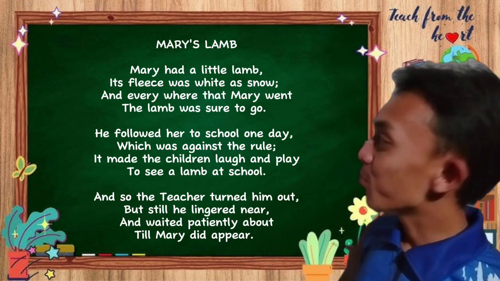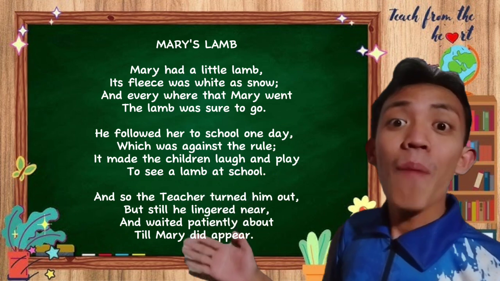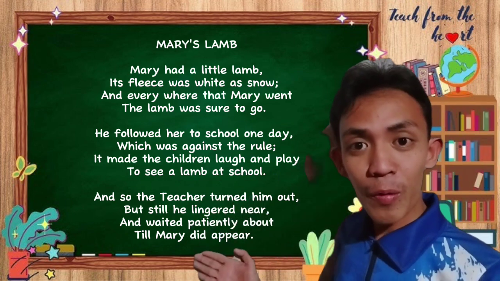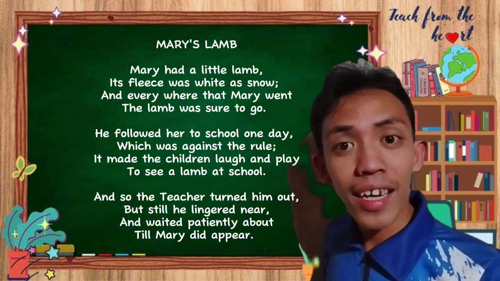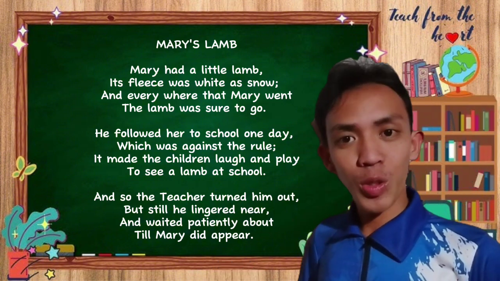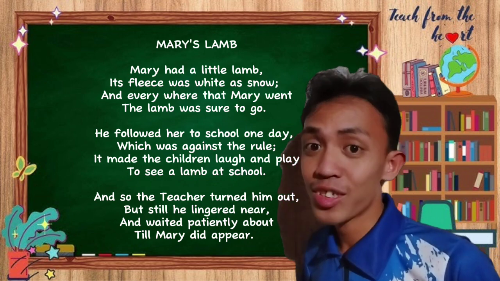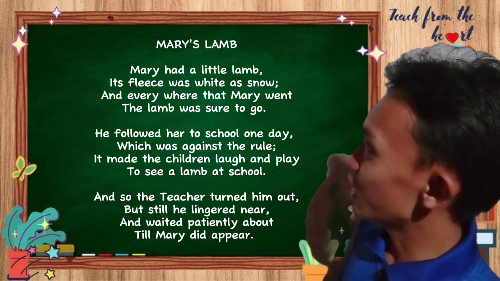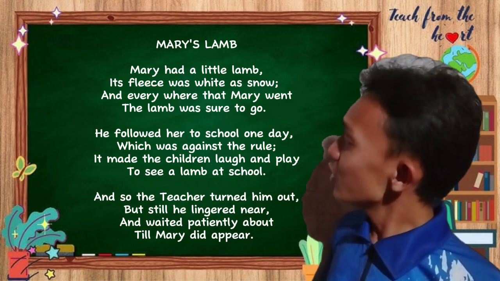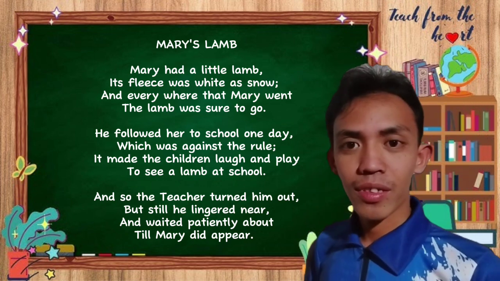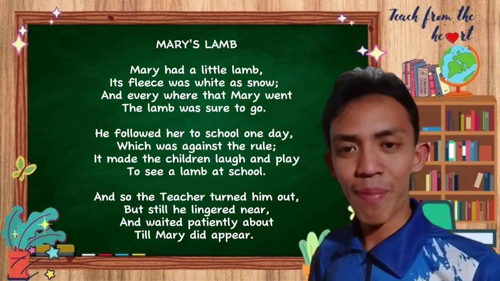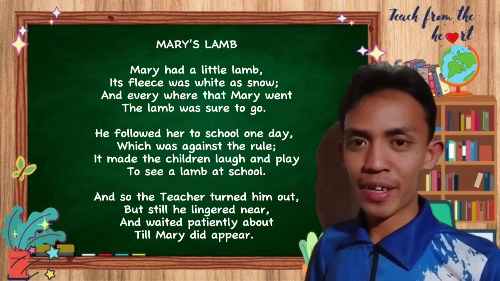Ready? Go! Mary's Lamb. Mary had a little lamb. Its fleece was white as snow, and everywhere Mary went, the lamb was sure to go. He followed her to school one day, which was against the rule. It made children laugh and play to see a lamb at school. And so the teacher turned him out, but still he lingered near, and waited patiently about till Mary did appear.